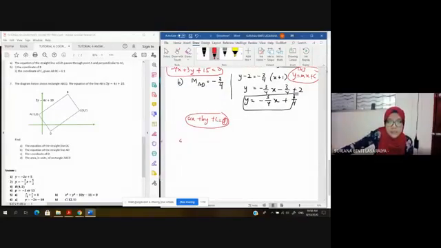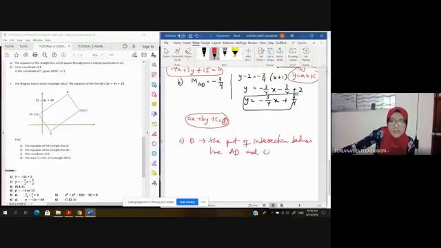Okay, C is finding the coordinate of D. D is the point of intersection between line AD and CD. So this one should be okay. Use simultaneous equations. This should be solvable. You must know how to find the point of intersection. Is it clear?